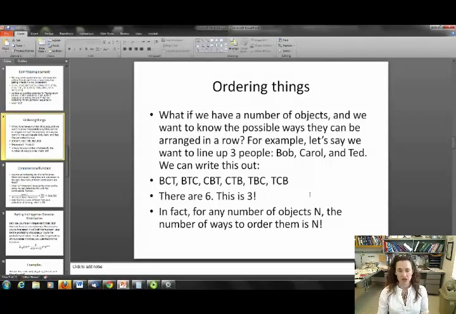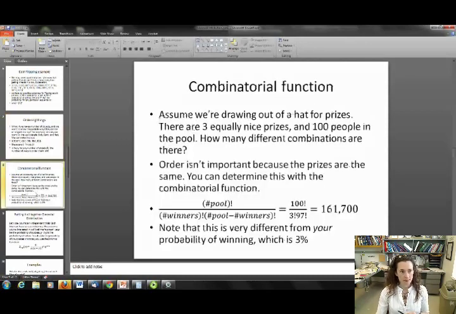There's 6. Okay, now it's no coincidence. This is 3 factorial. And in fact, a factorial is the way to figure out the total number of possible ways to order any group. So for any number of objects n, the number of ways to order them or to line them up in a line is going to be n factorial. Okay, so the factorial, the idea of ordering things, is an important point in what's called the combinatorial function, which then appears in our binomial distribution function.